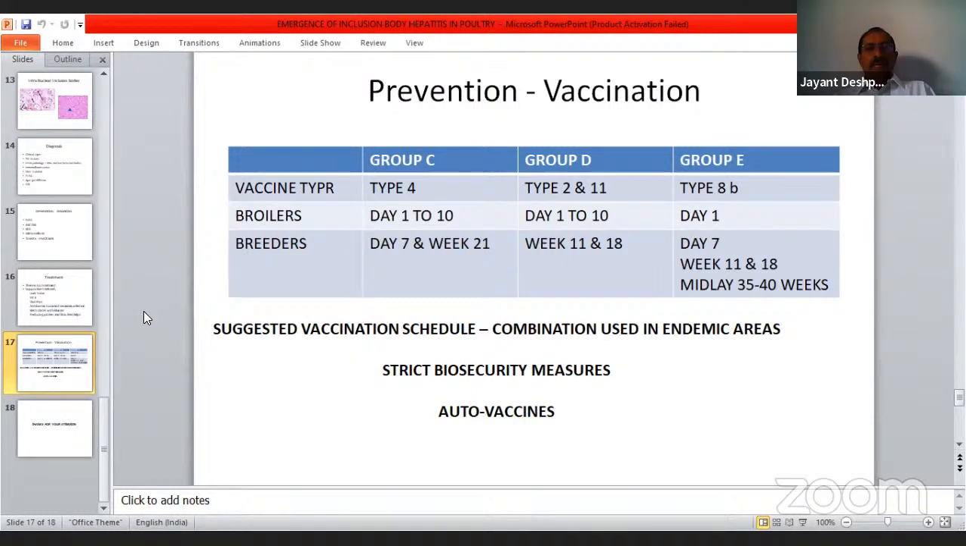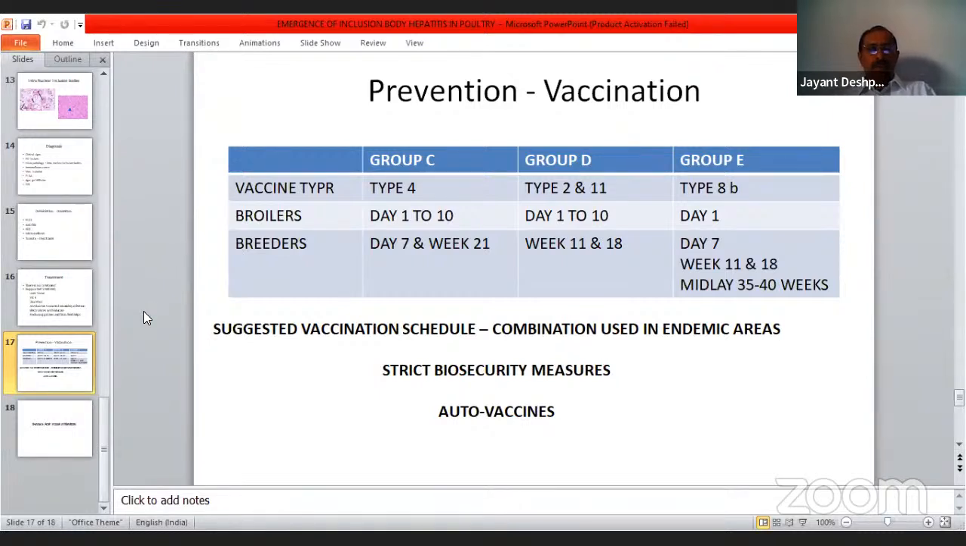And some companies are trying autogenous vaccines. I don't say the success rate is 100%, but they are there in case of emergencies. In the absence of these vaccines in earlier days, the autogenous vaccine was the only solution.